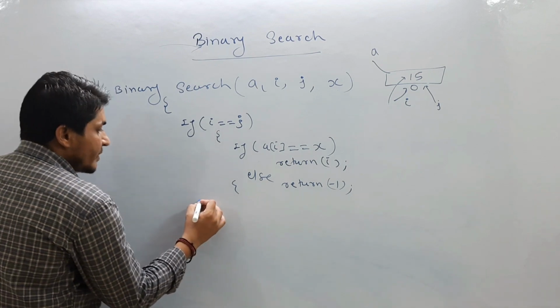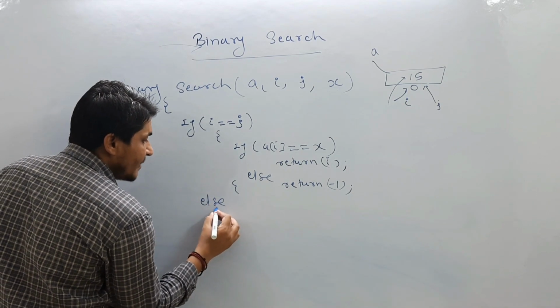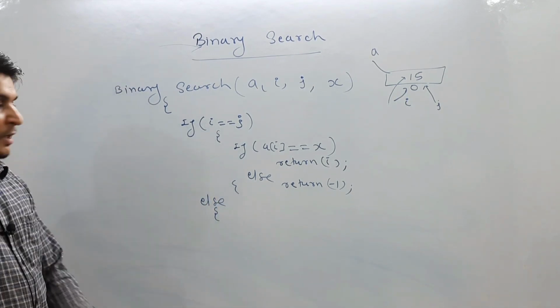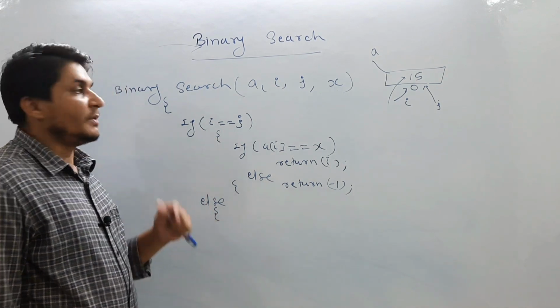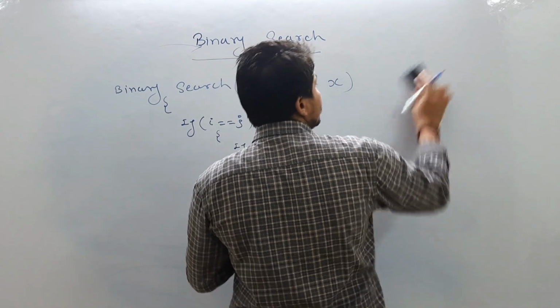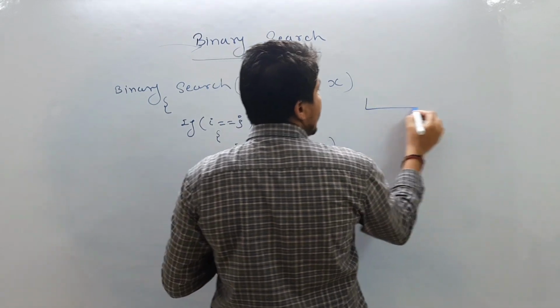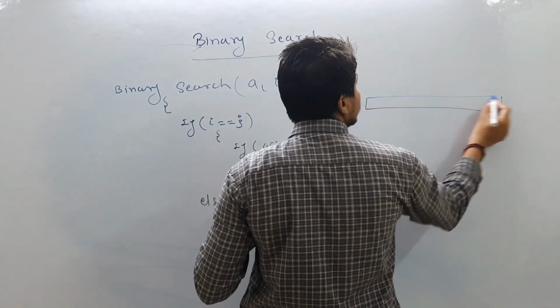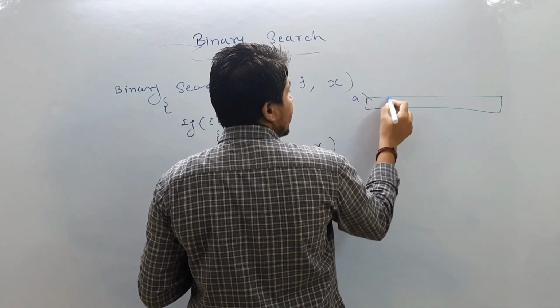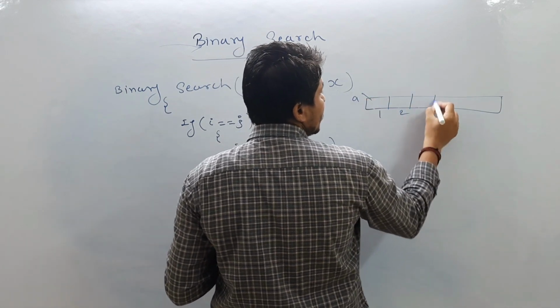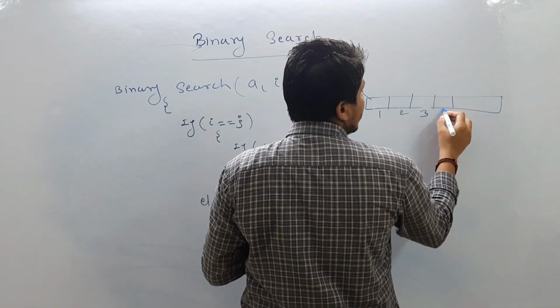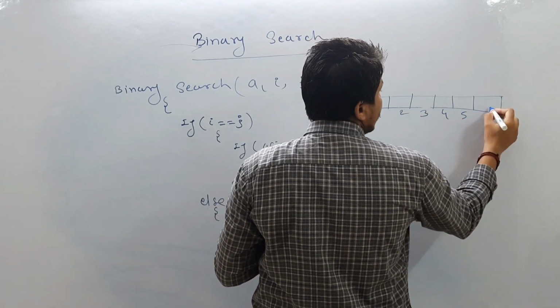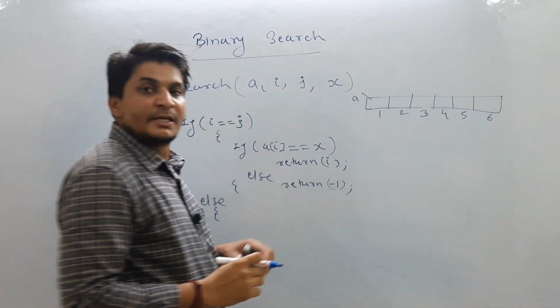Now let's suppose I am writing the else part. I am going into the else part. It simply means my array contains more than one element. So let us assume that scenario. Now this is array A, with indexes 1 2 3 4 5, let's say 6. Only a total of 6 elements are there in this array.